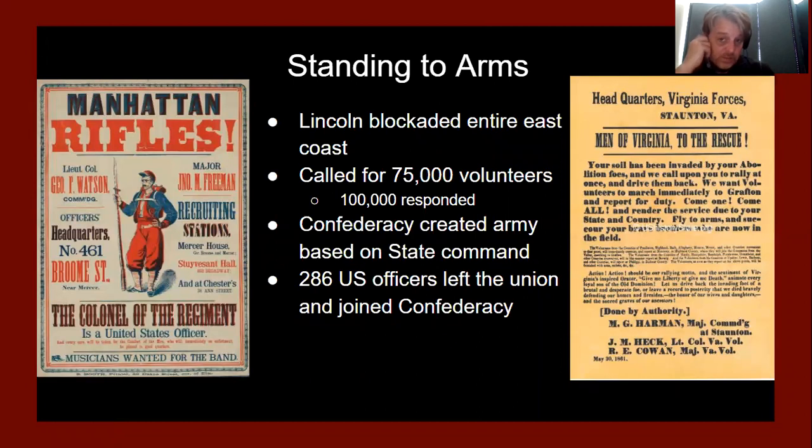All right, call to arms. This is Virginia forces. This is up in Manhattan. These are propaganda bills or recruitment posters sent out by both the North and the South. Lincoln blockaded the entire East Coast. He sent the Navy all the way up and down so that the Confederacy couldn't resupply from other nations.